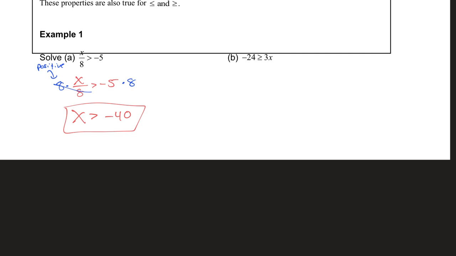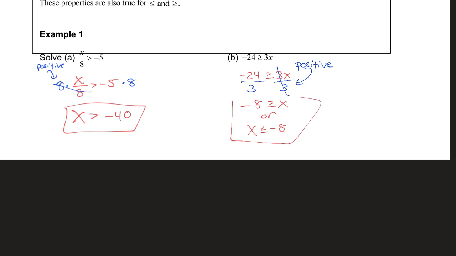Let's go to example 1b. I'm going to rewrite this again so it's easier to see: -24 greater than or equal to 3x. To get rid of the 3 that's multiplying the x, I'm going to divide by 3. Notice what I divided by is a positive, which means I am not changing anything. Those 3's cancel. I'm left with -8 is greater than or equal to x, or you could write x less than or equal to -8. Either one works for me. So notice nothing new, nothing crazy on that.